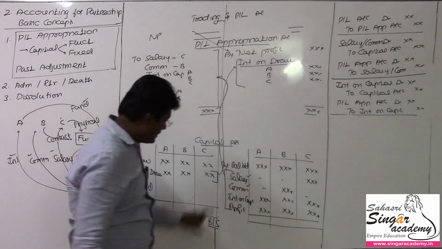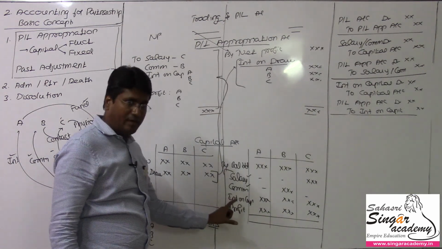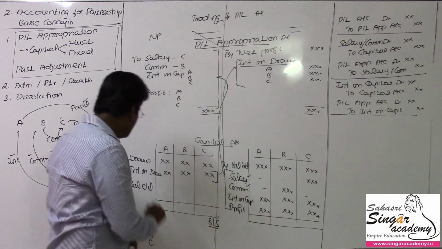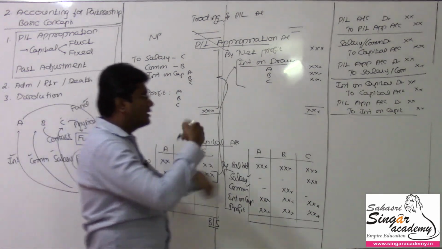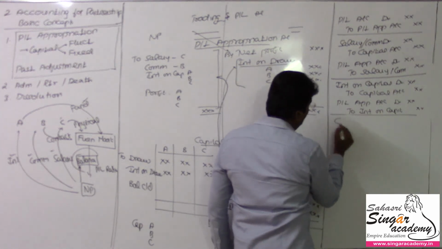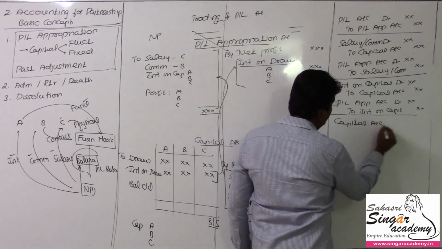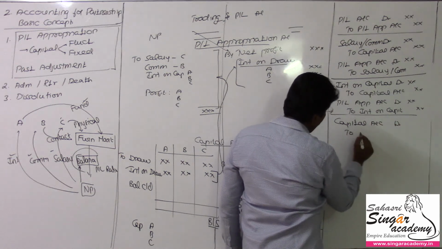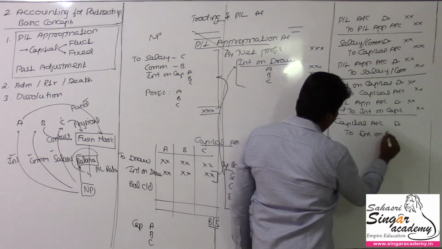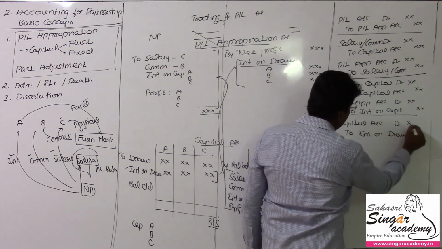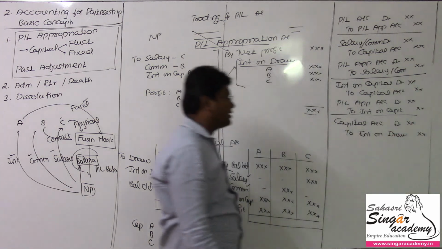So we have completed this one. Keep the profit for later because the ultimate balance is transferable. We are not aware of it yet, so keep it pending. Now interest on drawings, just a reverse of this one. So respective capital account debit, we are charging them, right, to interest on drawings account. Clear? I hope you can understand the interest on drawings account.